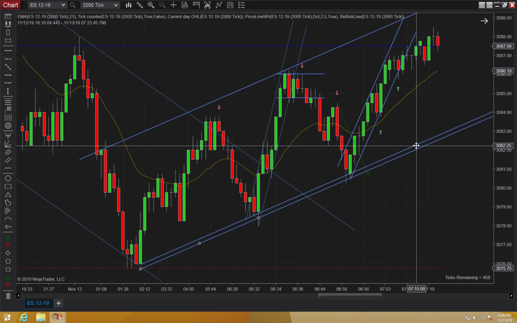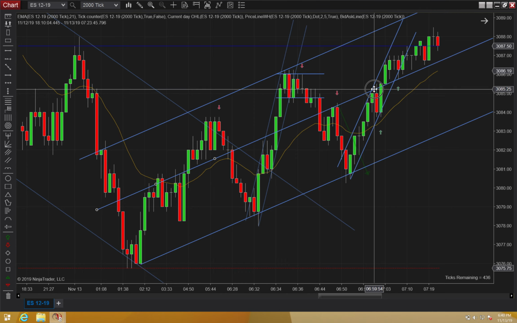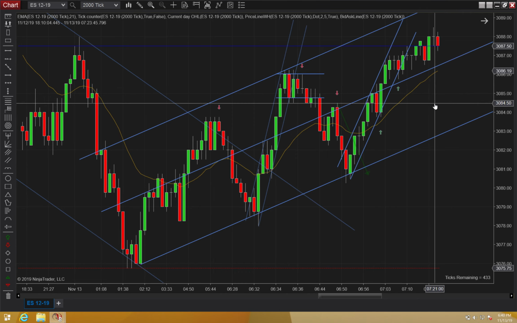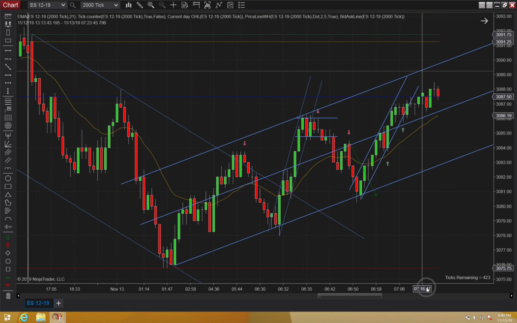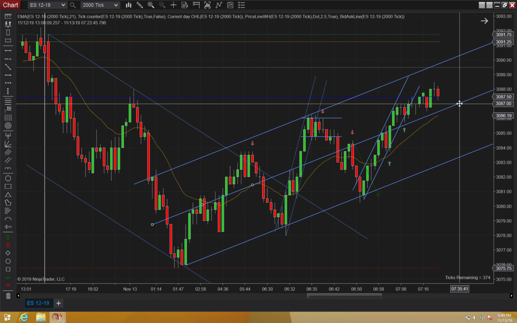So now, since we're on this upper side, let's get a midline in there, and we can start using the midline to gauge how strong the pullbacks are and whether there are any opportunities on those pullbacks.